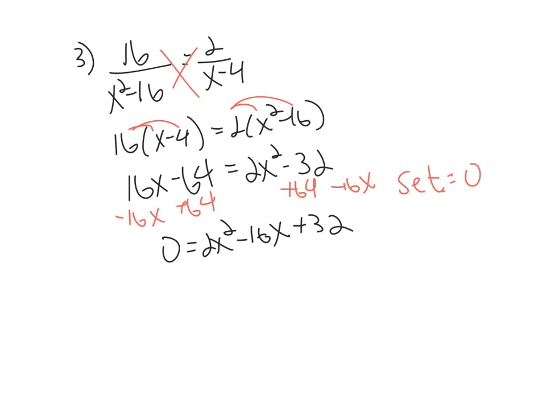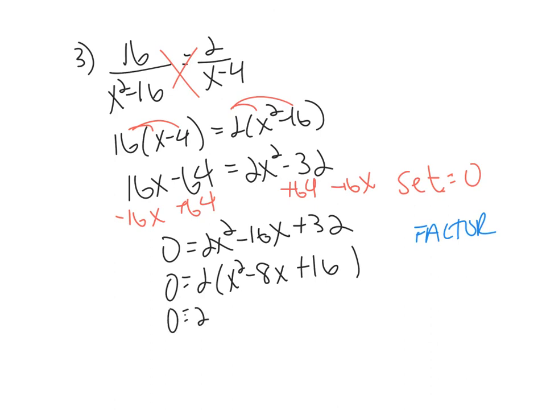Next, we need to factor. And first off, there's a GCF here. They both have a GCF of 2. I can factor out a 2 from everything. So if I factor out the 2, 2 times x squared minus 8x. 2 times what will get us 32? That is 16. Now we're looking for two numbers that multiply to 16, but add to negative 8. So that's going to be minus 4 and minus 4.